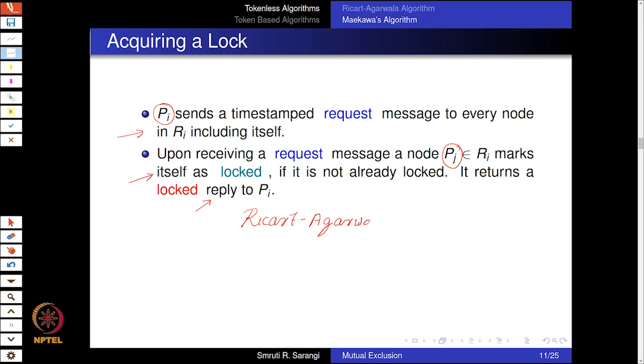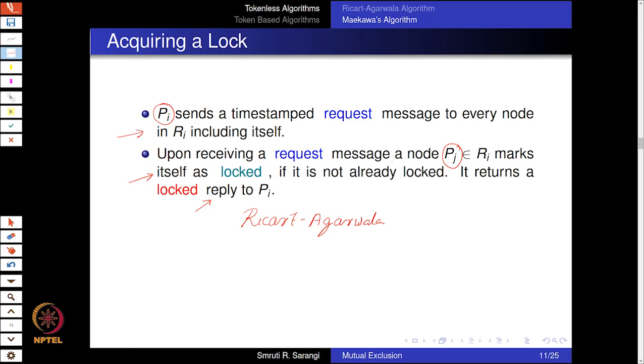So up till now it appears that we are proceeding along the same line, where if a node pj in the request set is not already locked, then it says, look, I have no issues in being locked for process i, so let me mark myself as locked. It will mark itself as locked, and it will return a locked reply to pi. In the sense, it is committing to pi that I stand behind you, and if you want to acquire the lock, go ahead and acquire it, and essentially I have reserved myself for you.